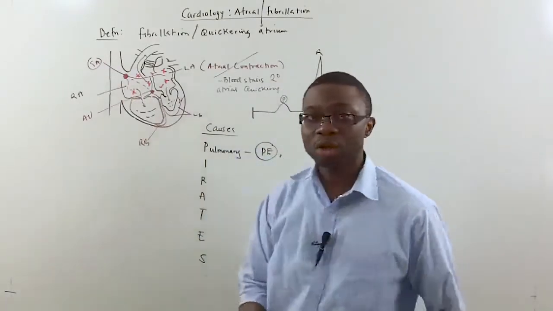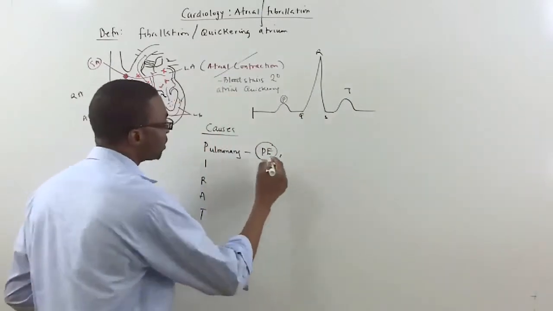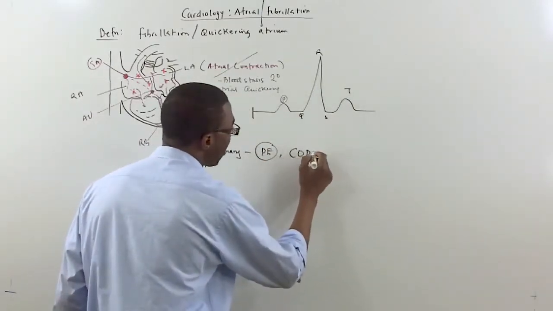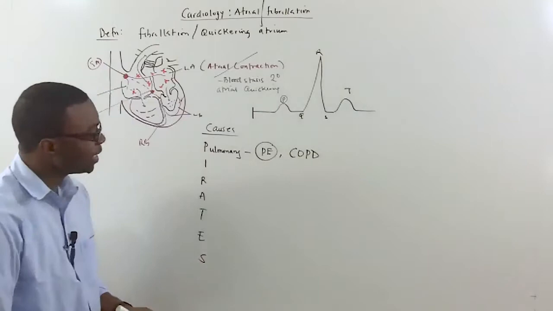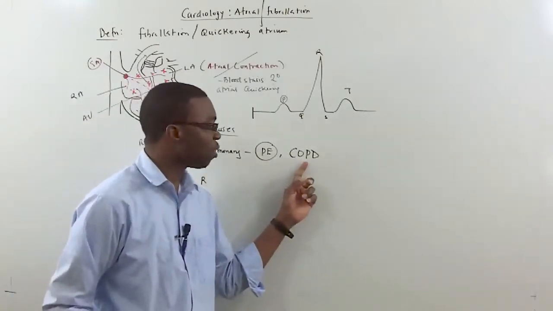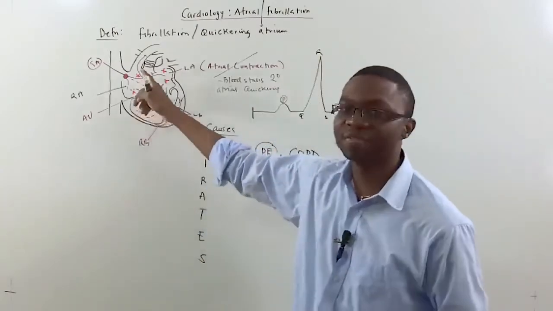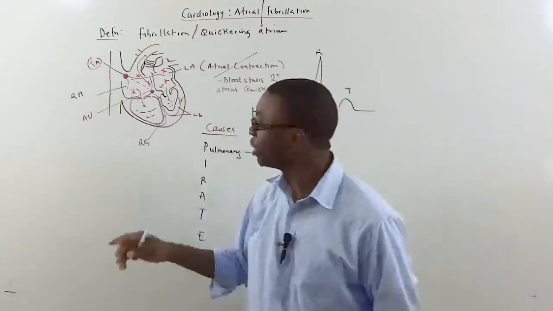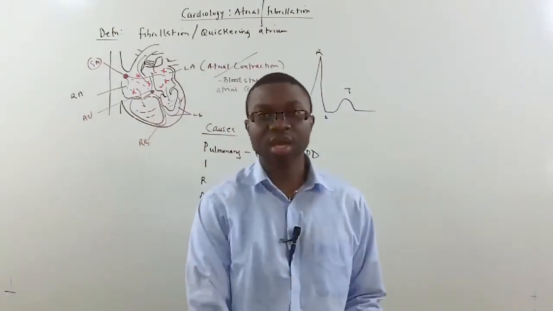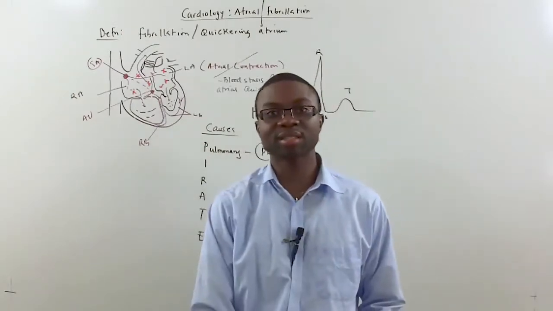All right? Also, what other pulmonary diseases can cause atrial fibrillation? COPD. COPD, chronic obstructive pulmonary disorder. Patients with COPD develop a lot of hypoxic vasoconstriction in their lungs, which increases pulmonary pressures and also causes this patient.